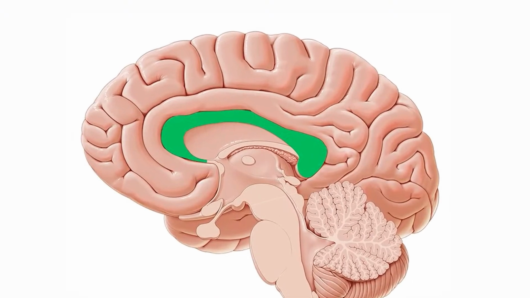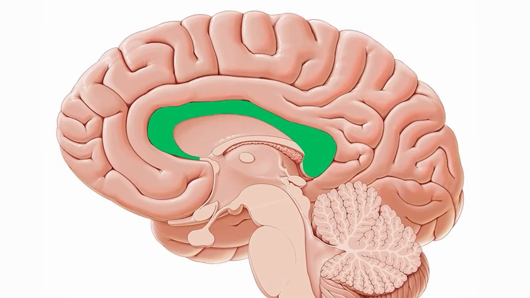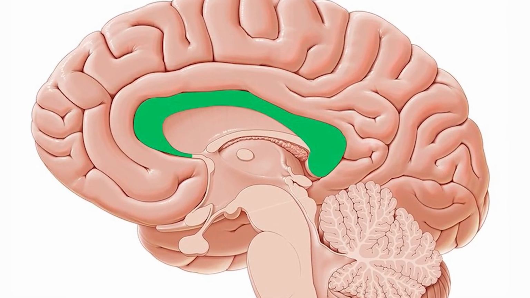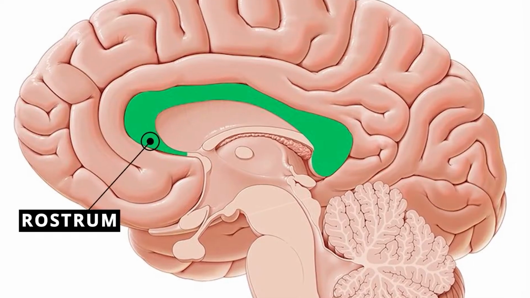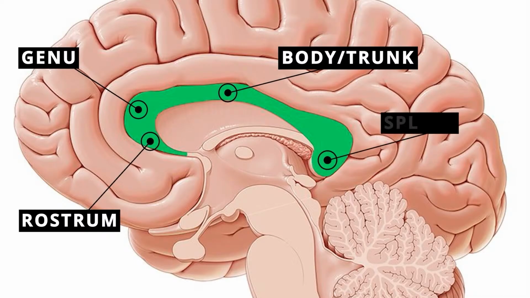The corpus callosum can be segmented into different regions based on its anterior to posterior orientation. Rostrum, genu, body or trunk, and splenium. Functions.